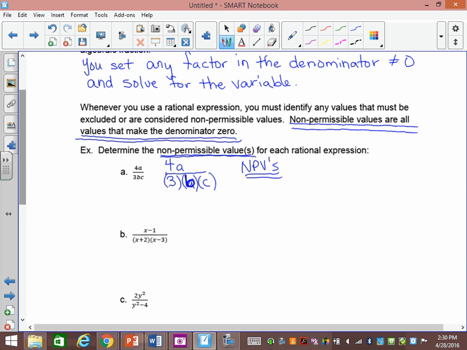And then I can say 3 can't equal 0. Do I actually have to state that? Can 3 ever be 0? No, that's not going to cause the problem. So that's not actually an NPV. So we only have to state non-permissible values of the letters, right? So then we'd have B can't equal 0 and C can't equal 0. And then we're done.